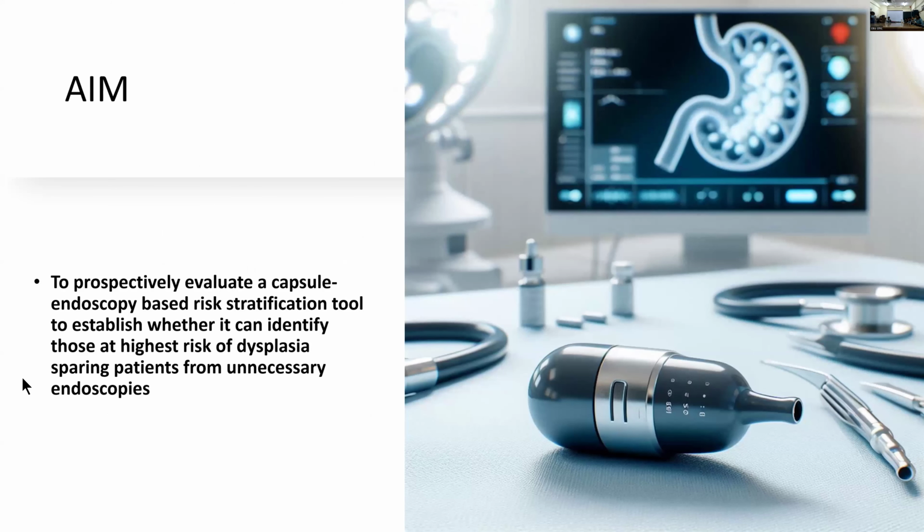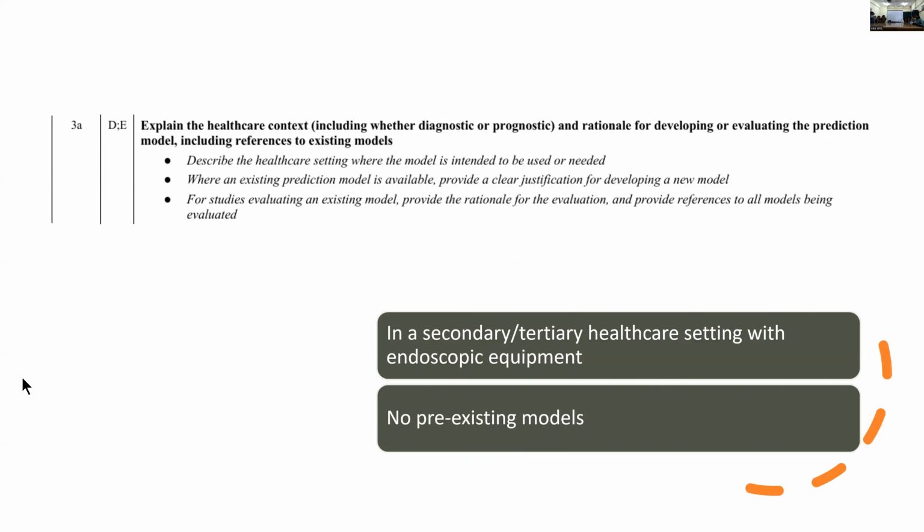So the aim of this particular study is to see whether we can reduce the burden of repeat endoscopies on these patients, and to prospectively evaluate a capsule-based endoscopy risk stratification tool to see if this can identify patients with Barrett's who are at a high risk of progression. Those high-risk patients, we can do repeat endoscopies. The low-risk group patients, we can either do at-need endoscopies or we can follow them up with a capsule-based endoscopy. So that is the main aim of this study.